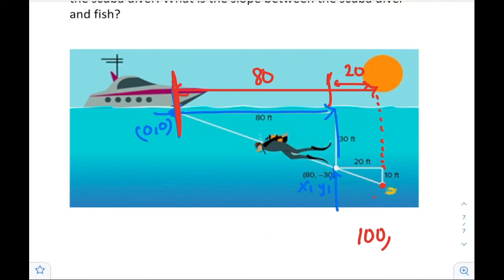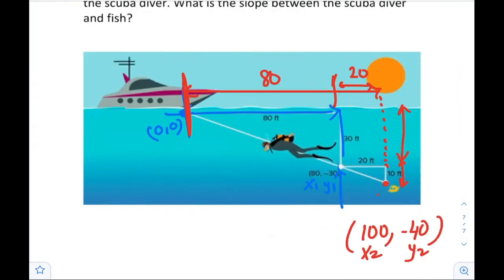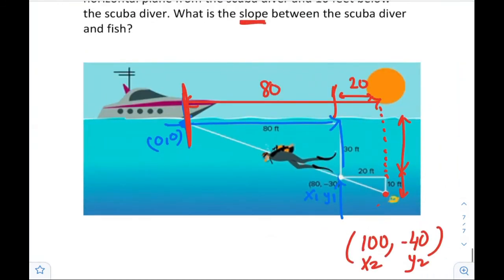What about the y coordinate? Same here applies. Now, the fish is 30 feet below the sea plus that 10, so 30 plus 10, 40 below the sea level, so it is negative 40. Since it's below, we will take a negative number. It is also below the diver by 30. So we can consider this point as x2, y2. And then he is asking, what is the slope between the diver and the fish?